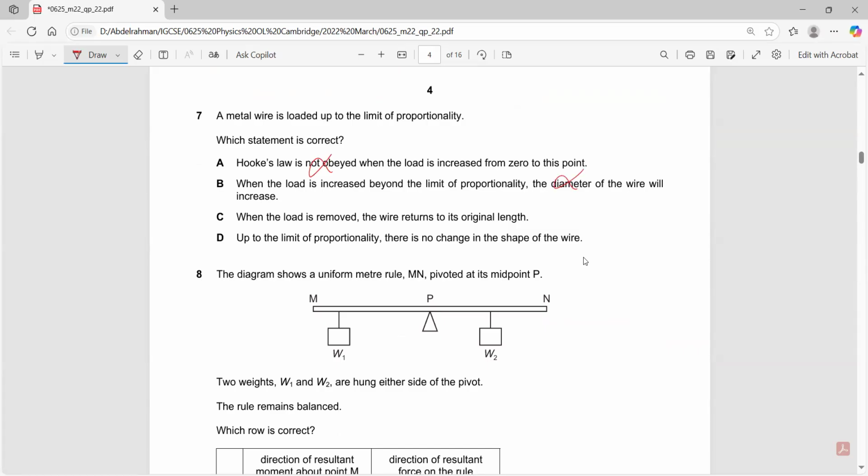So this is wrong. When the load is removed, the wire returns to its original length. Does it return to its original length? Yes. Why? Because you have not yet exceeded the limit of proportionality. You are still obeying Hooke's law.